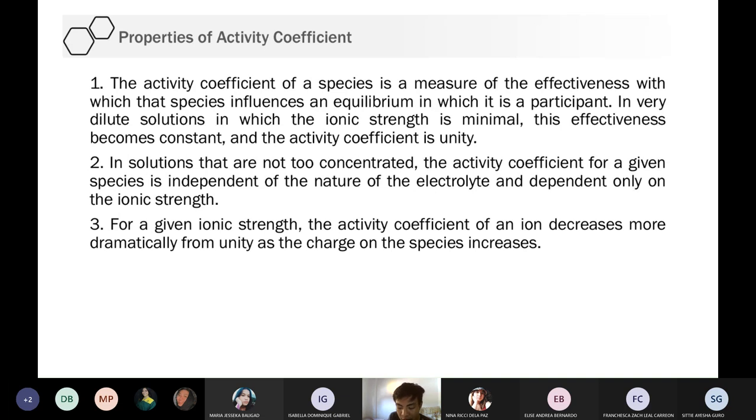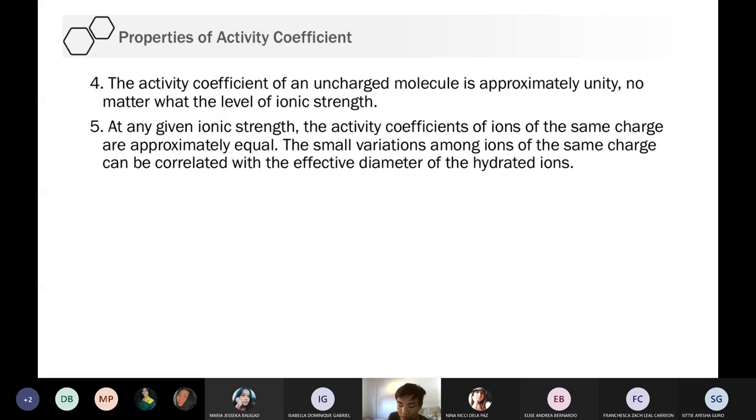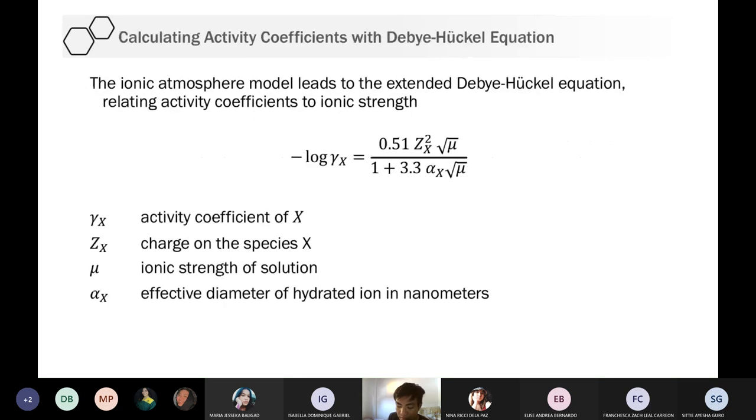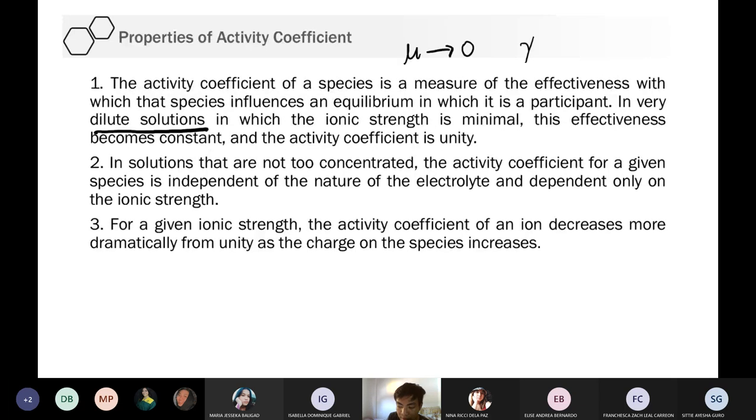In very dilute solutions, that means mababa yung ionic strength approaching zero, the effectiveness becomes constant and the coefficient is unity. When you say unity, one lang yan. So, ano sabi dito sa number one? If ang iyong ionic strength approaches zero, okay? If your mu approaches zero, ibig sabihin wala kang diverse ions, okay? Kapag wala kang diverse ions, then you can tell that gamma is equal to unity or equal to one.